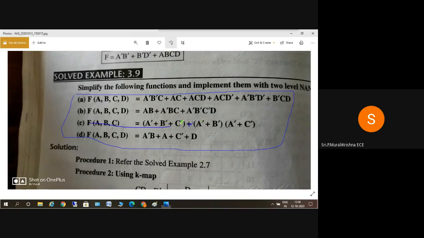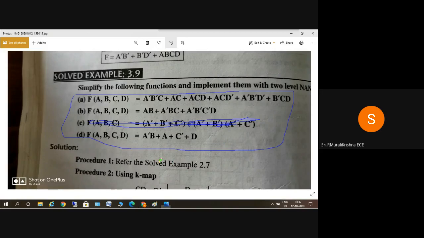This model I'll let you know later, because that has to be done as a product of sums, so we don't need it now. Take the remaining ones: a bar b bar c plus a c plus a c b plus a c b bar. Don't take the third one and go for the remaining ones. Done, sir. Okay, these are the problems for the assignment.